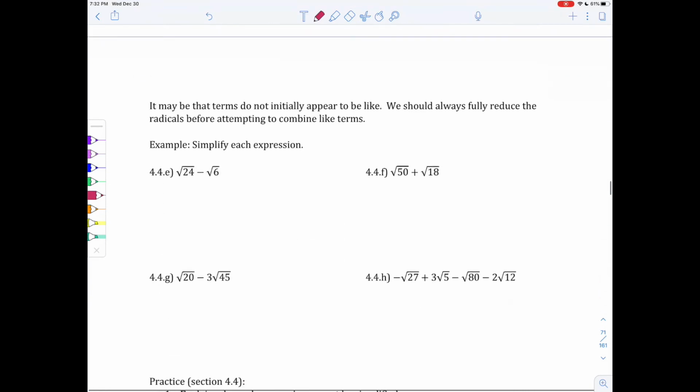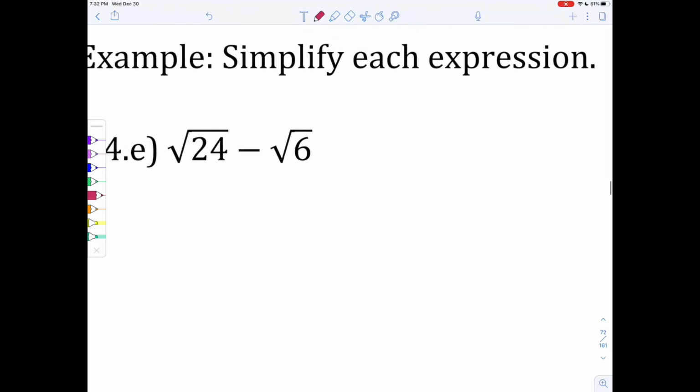In our next examples, we have some terms that don't appear to be like radicals. Look at root 24 and root 6. They've got different radicands. And like, well, those can't be combined at all. What we'll want to do is make sure that each radical is in fully simplified form, fully reduced, that is. And then once they're all fully reduced, we can move on and check if anything else could be simplified.